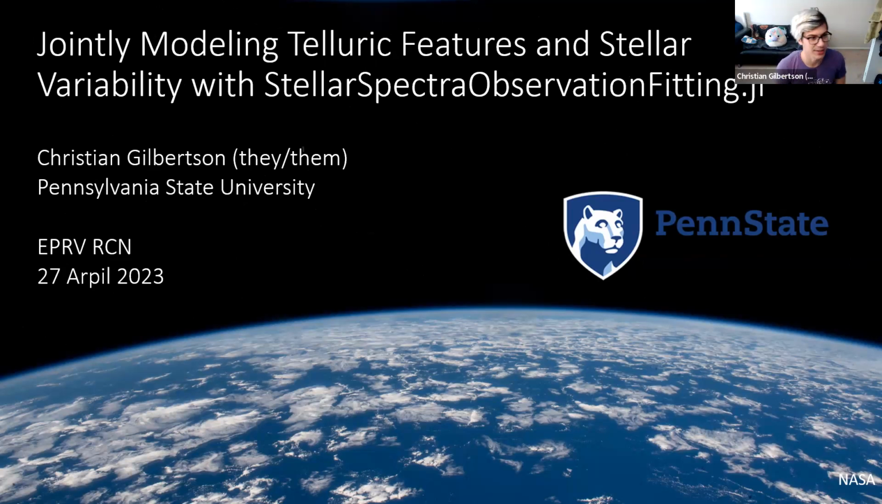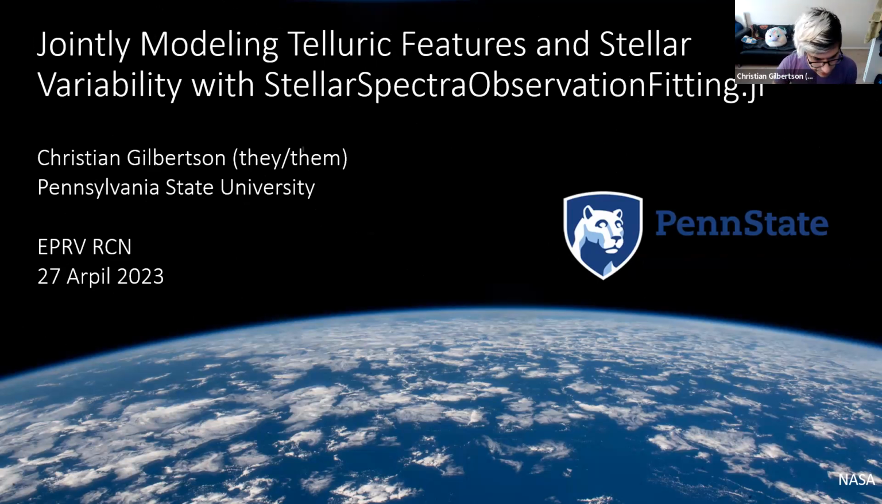I'm going to be talking about this new Julia package and recently submitted paper I have for creating data-driven spectral models. As we all know, the ability of EPRV surveys to detect small planets is increasingly limited by the challenge of separating true Doppler shifts from apparent Doppler shifts caused by spectral variability.